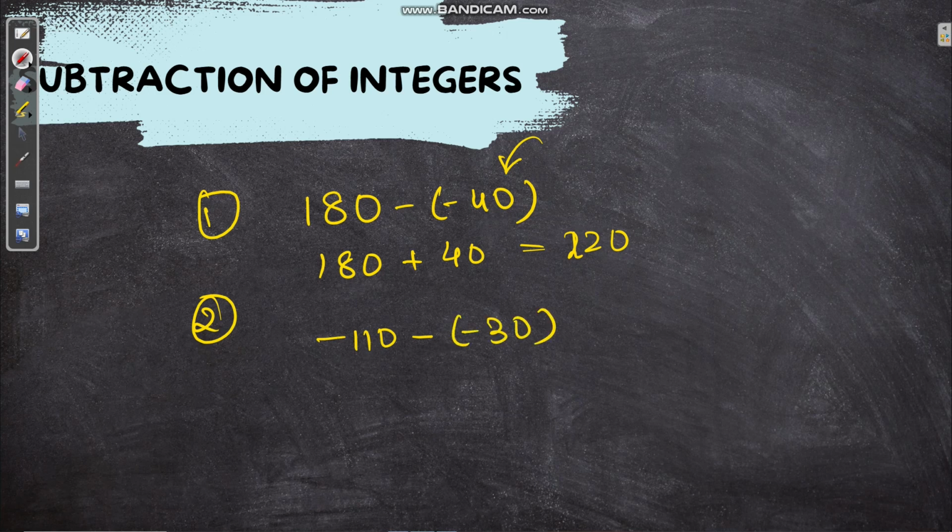Second question, minus 110 minus of minus 30. This is the question. Do not do anything to the first integer, write it as it is. Convert this minus sign to plus sign. But the rule is, you need to take the additive inverse of minus 30. The additive inverse of minus 30 is plus 30. Now this is simply addition of integers. I have two integers with different signs. One is a negative integer, one is a positive integer. In that case I need to do subtraction. So 110 minus 30 is nothing but 80. 110 is a bigger number in comparison to 30, so it has a minus sign, so your final answer will be minus 80.